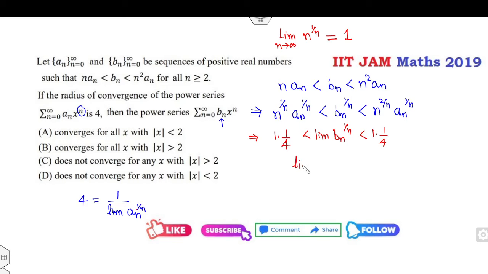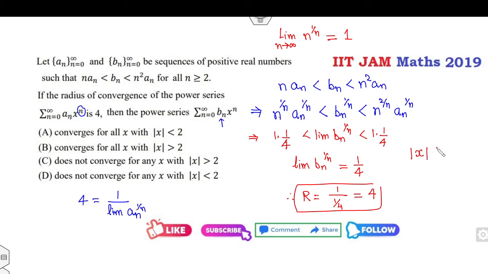So therefore, what is the limit of the bn to the 1 over n? It is 1 over 4. So can you find the radius of convergence of the bn? It is 4, that is the right answer. Hence, the center of the series is 0, and the series is convergent for all those x which satisfy this property only. So now you can see that the first option is the correct option.